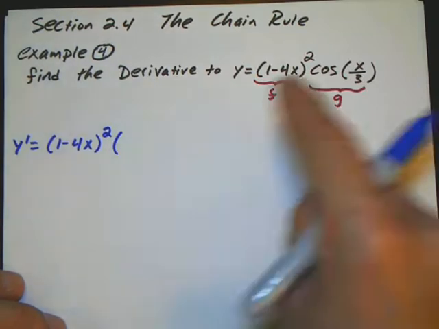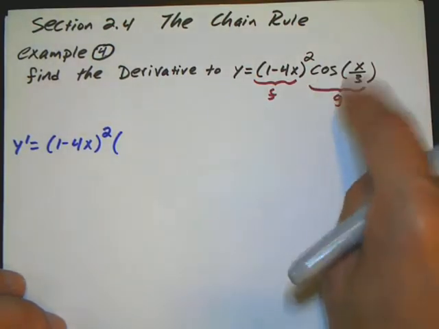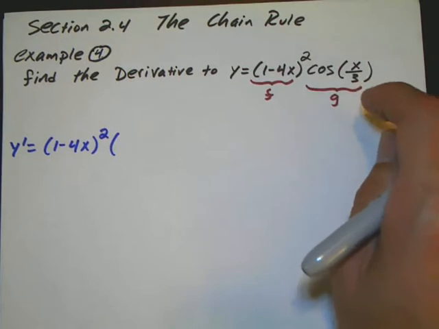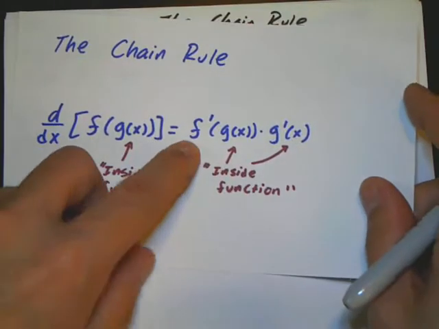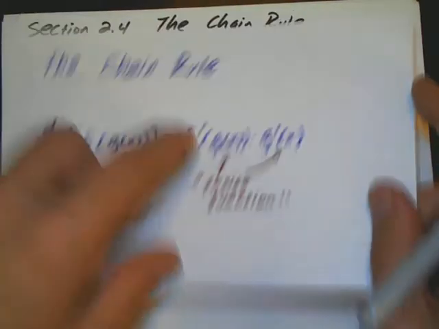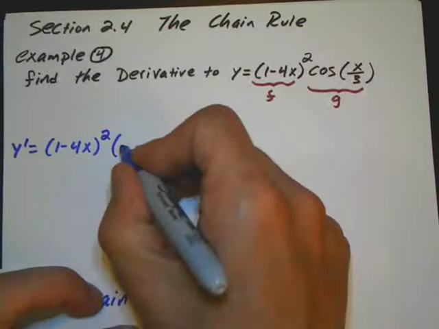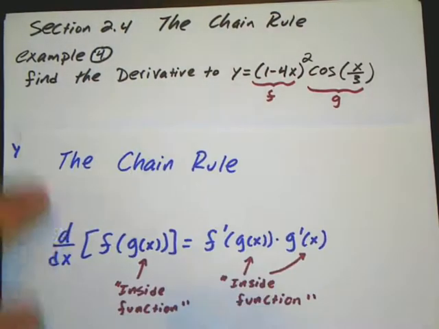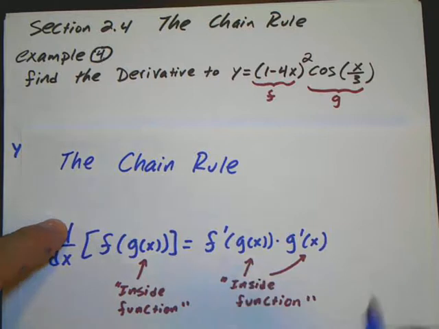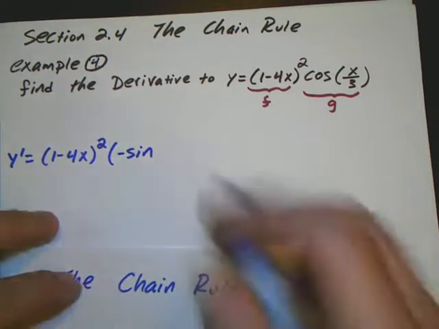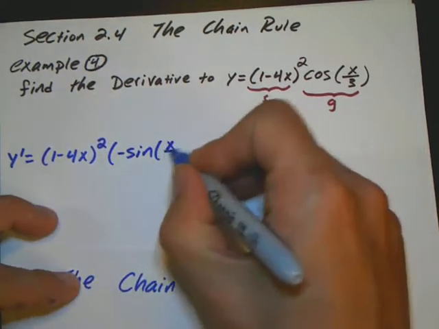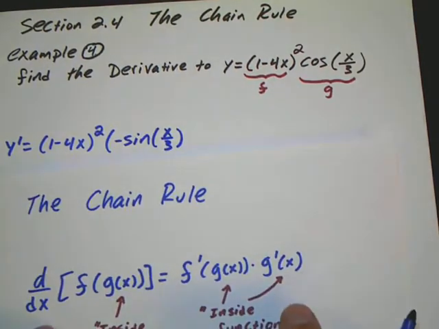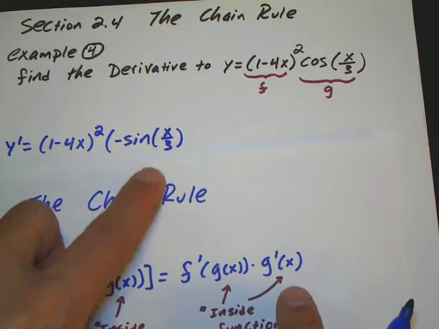Multiply that by the derivative of cosine. Now inside cosine I have x over 3, so I have to use the chain rule. So the outermost piece is going to be the cosine, so the derivative of that is negative sine. Chain rule says keep that the same, so I'm going to leave the x over 3 the same. Then I have to multiply by the derivative of the inside being x over 3.